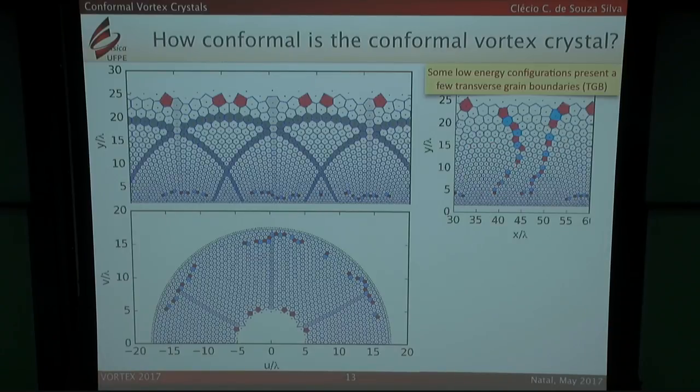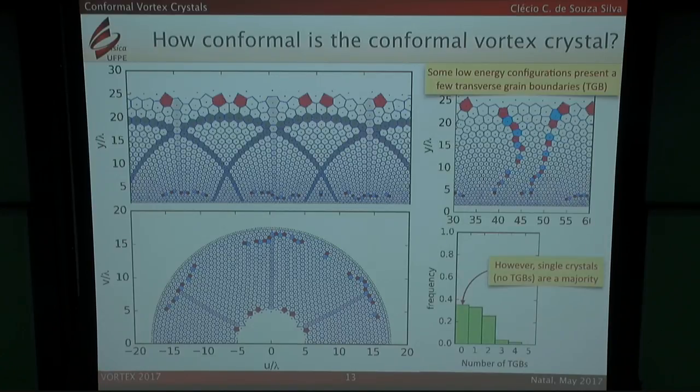And then we repeat this minimization procedure 50 times. And this is the distribution of configurations that we get. This configuration here is a perfect single conformal crystal, without any of these lines. And here you have samples with 1 line, 2 lines, 3 lines, and 4 lines. So the perfect single crystalline phase is the most frequent one.